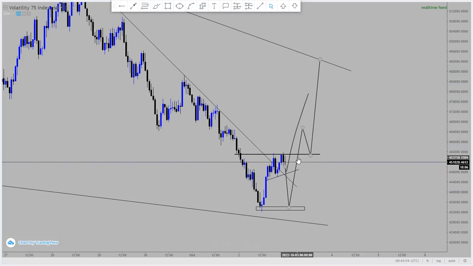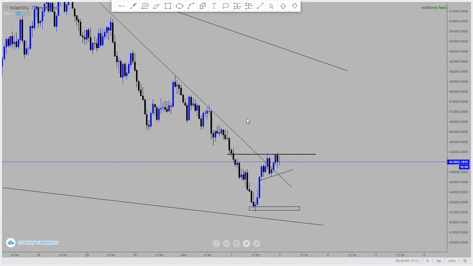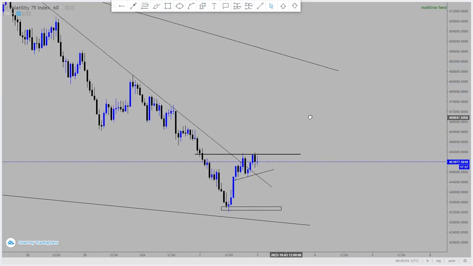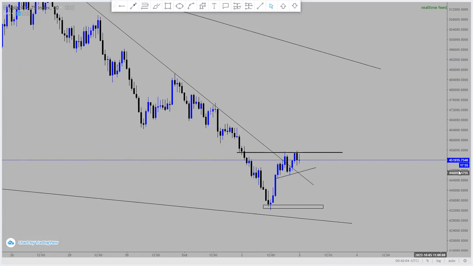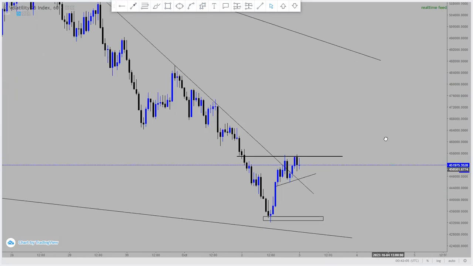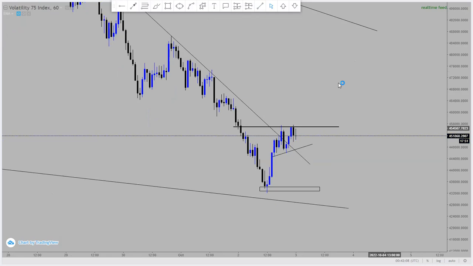So VIX75, that is what I'm looking at. I usually use the 30-minute for my entries. On the 30-minute I can enter, even 15 sometimes, as well as the 1 hour time frame for my entry points.